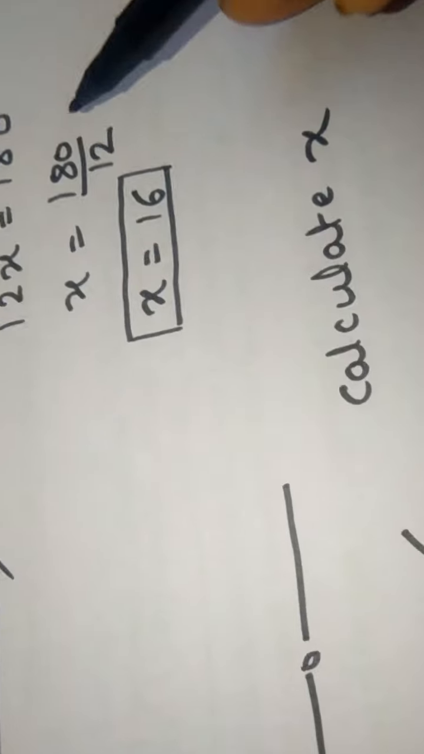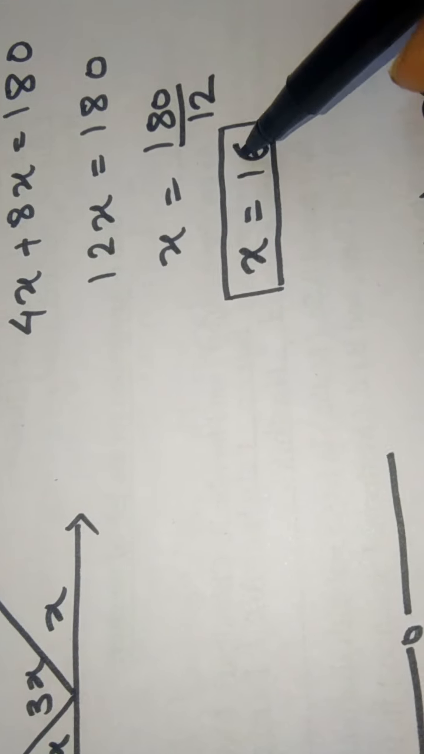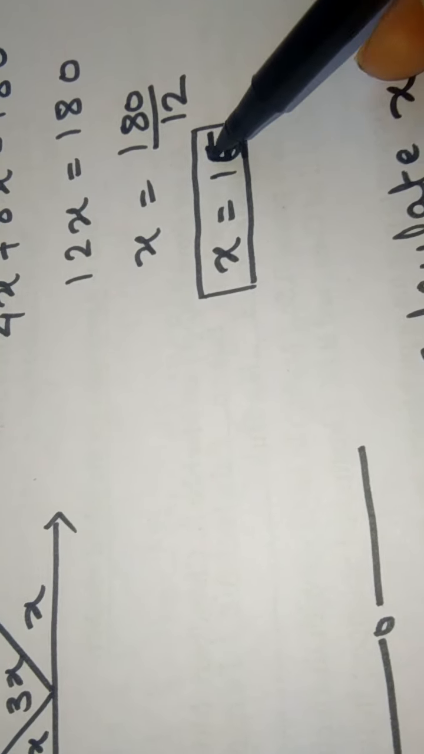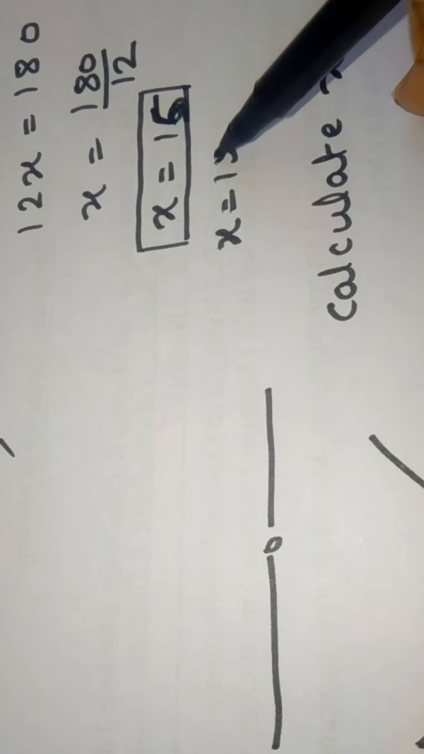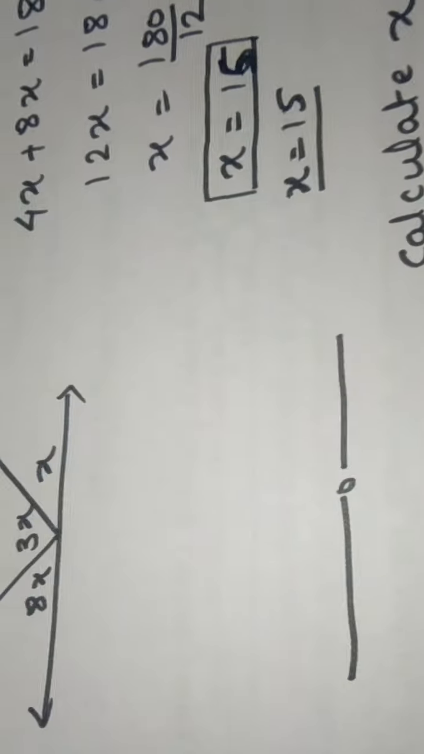16 is correct or not? No, not 16. It is 15. That is x is equal to 15. Now take the second problem.